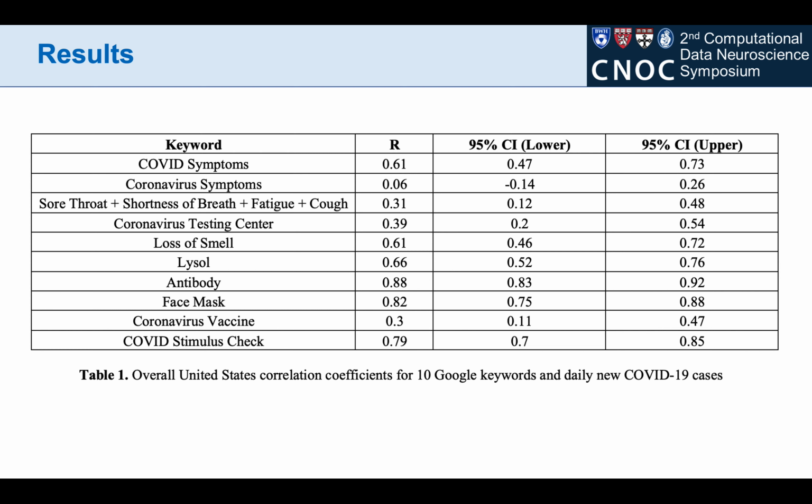When looking at the overall United States correlation coefficients for the 10 keywords, we can see that there's a wide variety of strength of the correlation coefficients, ranging from 0.06 to 0.88. Antibody being that 0.88.